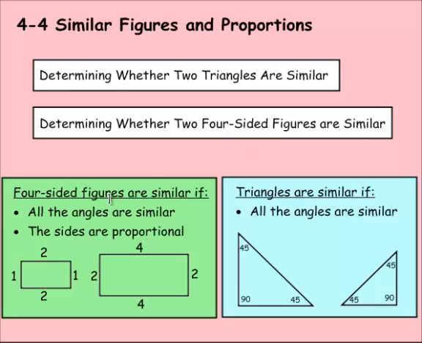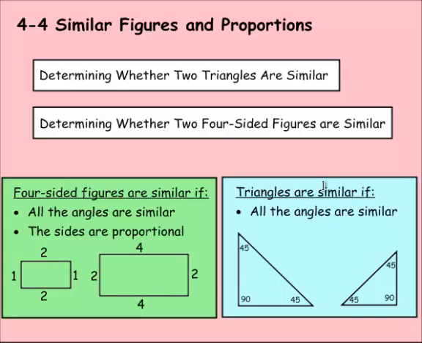Two four-sided figures are similar if all the angles are similar. So here I have all right angles in this rectangle, and so do these. And then all the sides are proportional, meaning the long side to long side is 4 over 2, and compare that to the short side to short side, 2 over 1. 4 to 2 is the same ratio as 2 to 1. So these are proportional. They're similar.